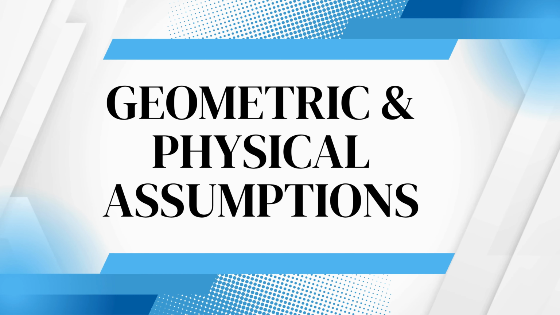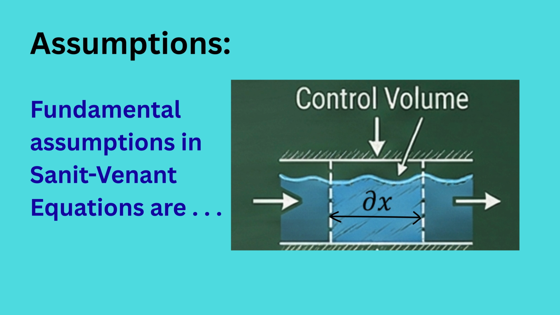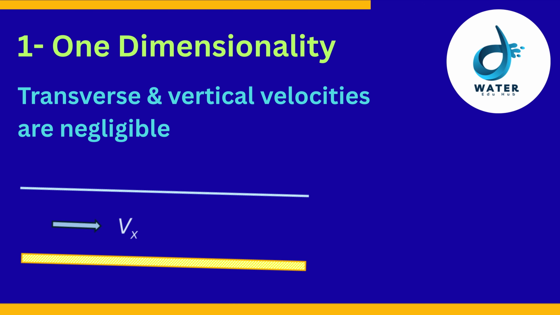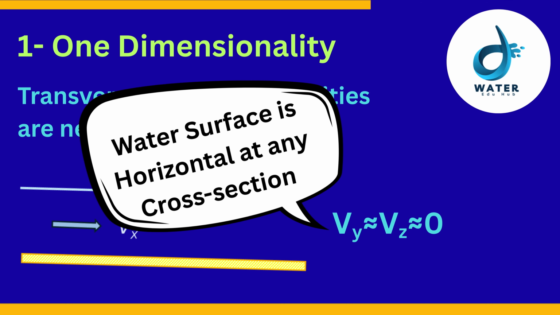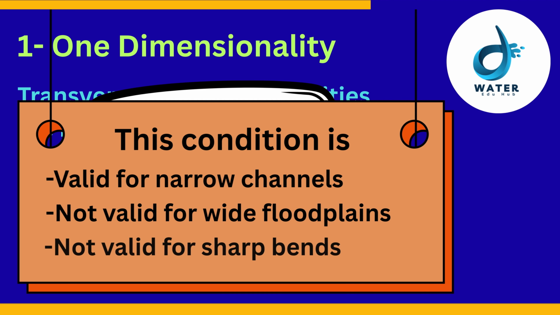The Saint-Venant equations presume a control volume of length ∂x along the channel axis. The fundamental assumptions in these equations are as follows. First, the one-dimensionality. The transverse and vertical velocity components are considered negligible relative to the longitudinal velocity. This implies that the water surface is horizontal across any cross-section, a condition that holds for narrow channels but may fail in wide floodplains or around sharp bends.